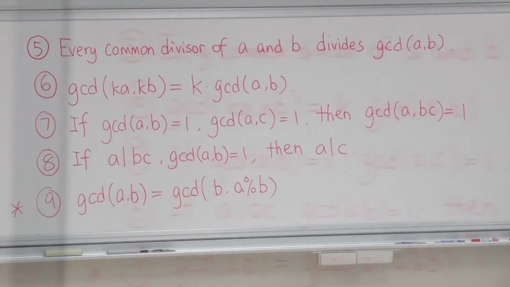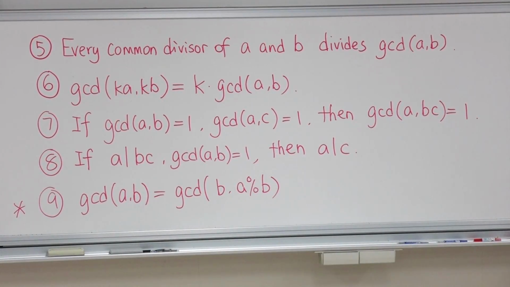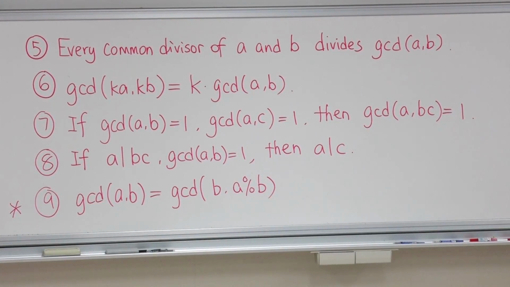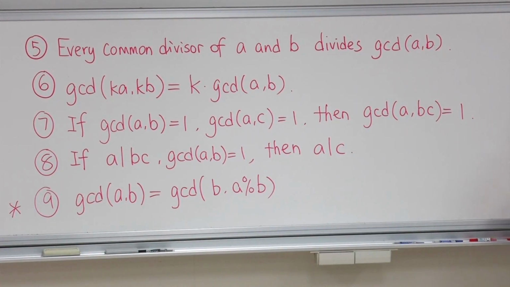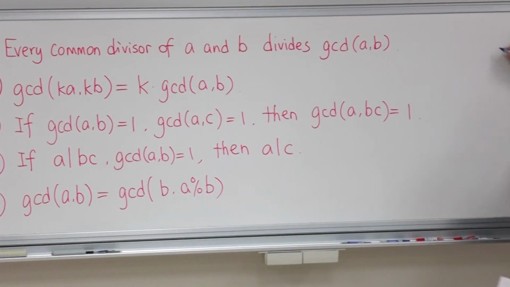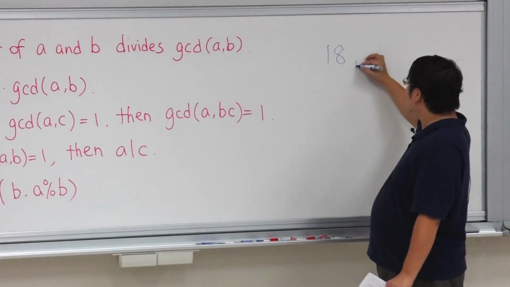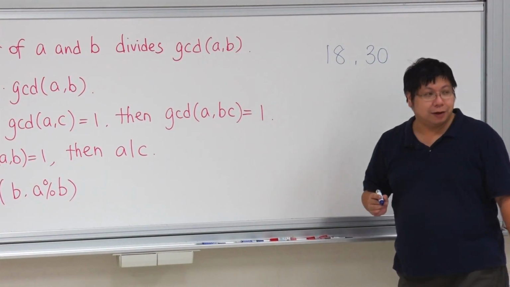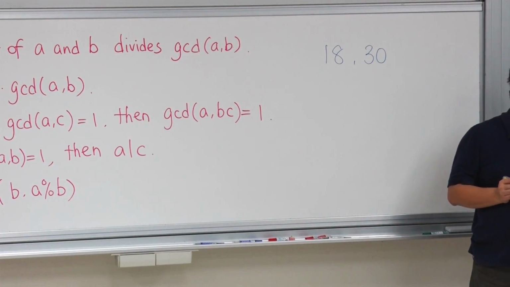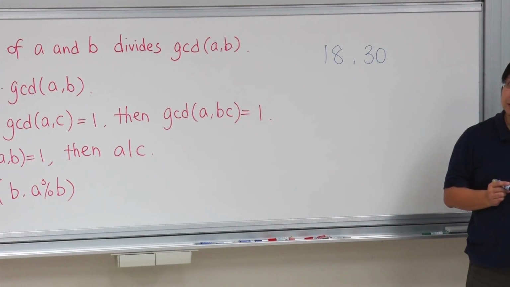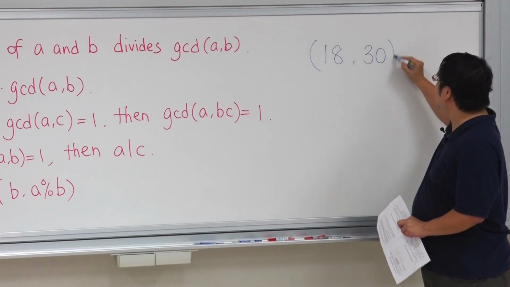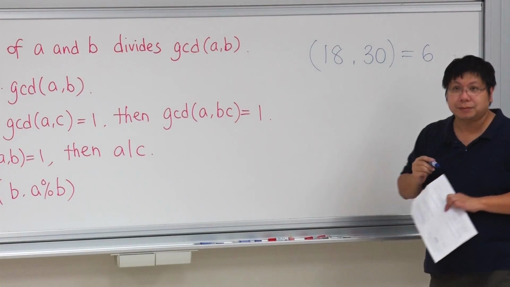The first one: we will find out that every common divisor of A and B will also divide the GCD of A and B. Let's take a look at some examples. For instance, let's have two numbers, 18 and 30. What is the GCD of these two? It would be 6. Am I correct? The GCD of them is equal to 6, right?